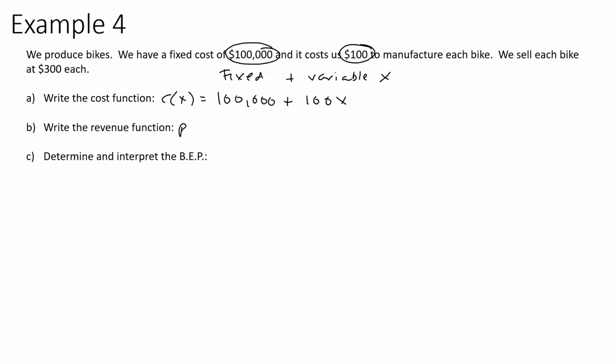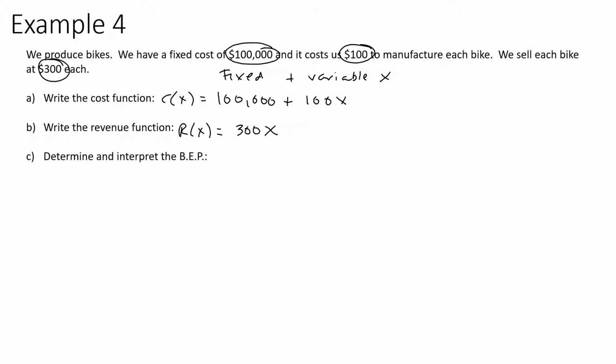The revenue function, R of x, is how much we sell each bike for. So it's the amount that we sell the bikes for per bike. It's per bike, so it's going to be times x. Well, we're selling the bikes for $300, so that's $300 per bike. Per bike means times x. So the revenue function is 300x.